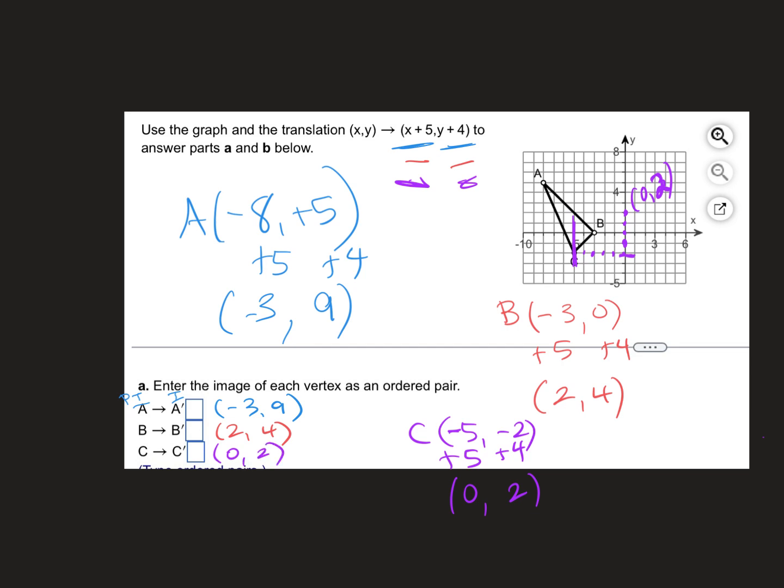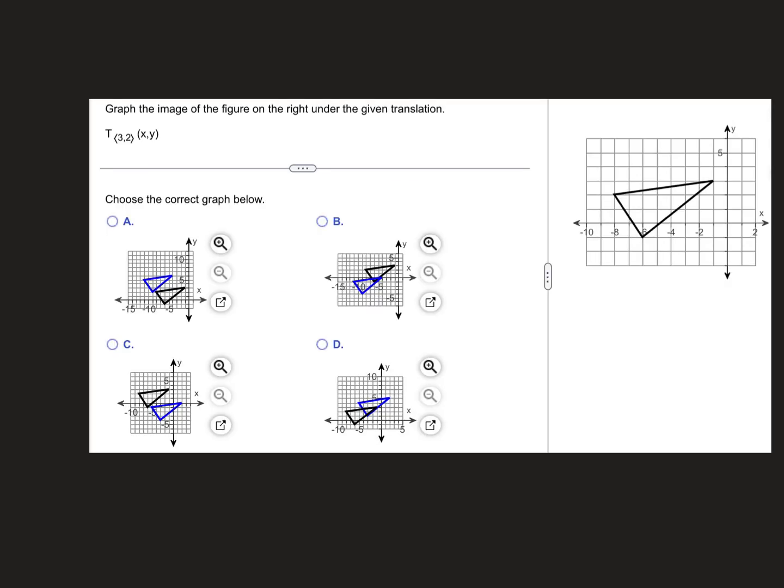You don't have to do it both ways, but you can. I'm just showing you different ways in case your brain works differently. Okay, so this little doohickey right here is transformation notation. It's the same thing as saying we're going to take X and add 3 and Y and add 2. This 3 means +3 in the X value, and this 2 means +2 on the Y value. So we're looking for this image being moved 3 to the right and up 2.